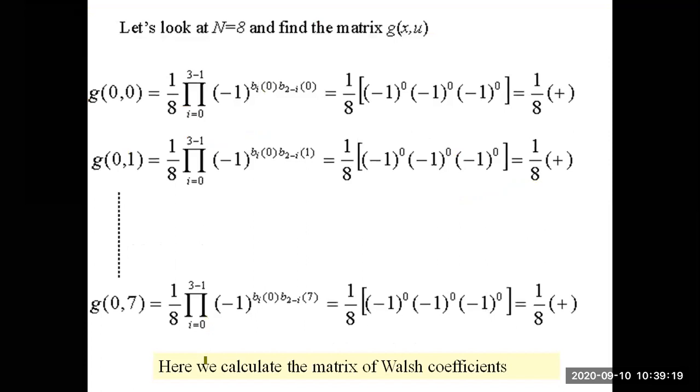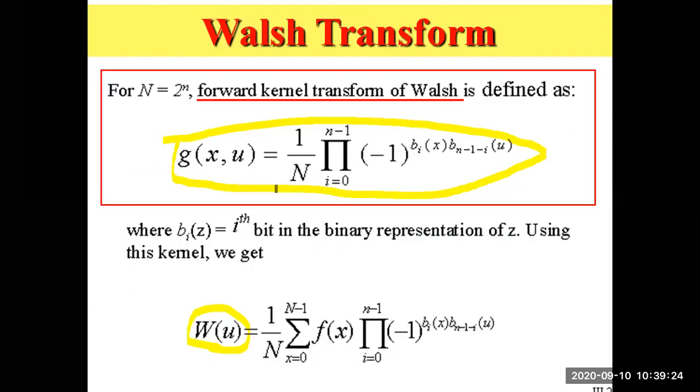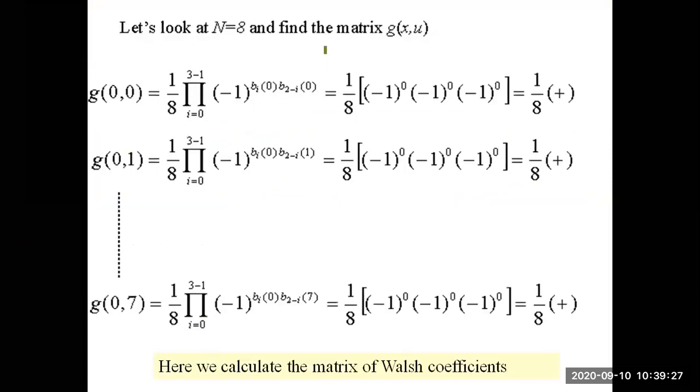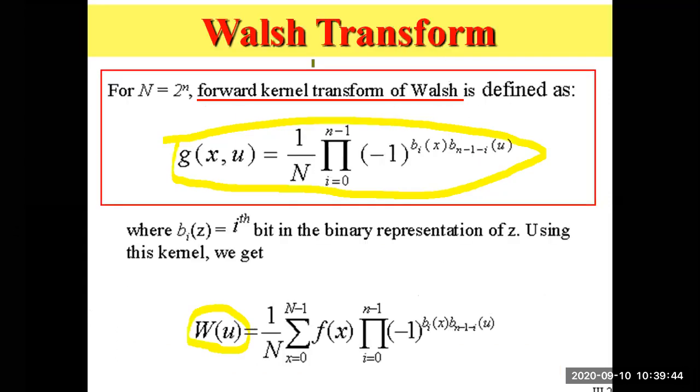From this formula we are getting the values. So let us consider my capital N value is 8. If you take this value, find the matrix G of x comma u. It's very easy, don't get confused. Of course, the formula is a big one, and if you substitute the values properly, you will get the correct values in steps like this.